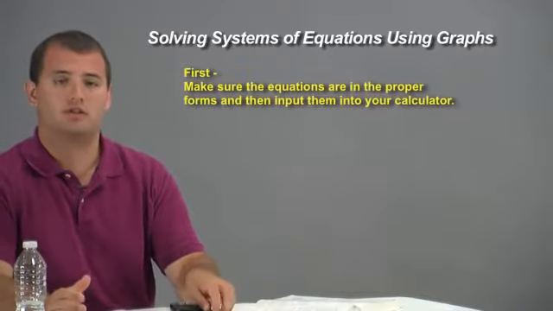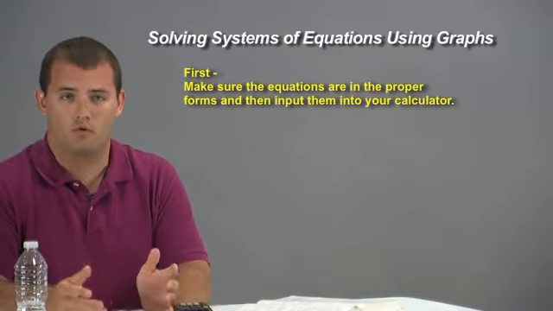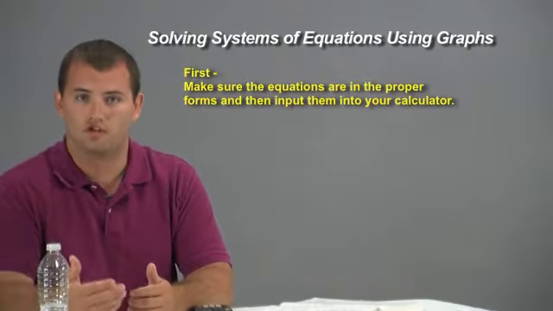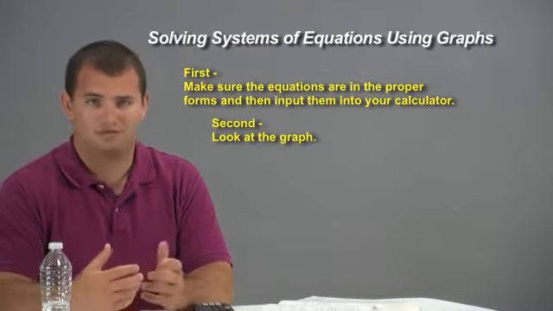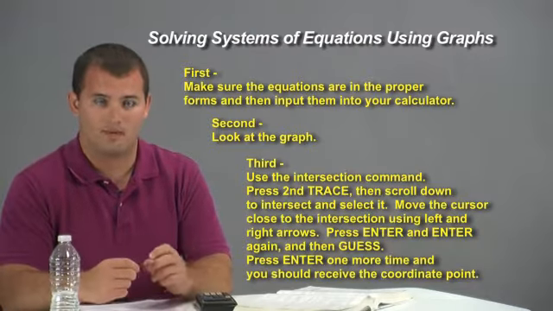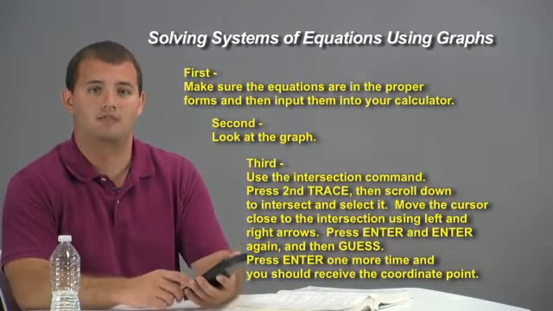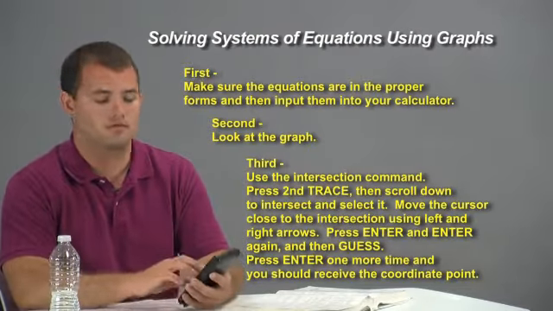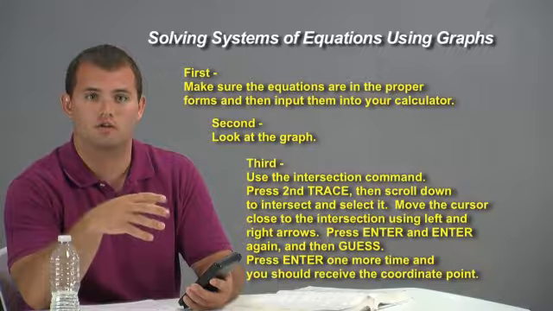Okay? Now, let's do a recap on how to solve these problems. The first thing we should do is make sure that the equations are in proper form, that it's y equals some function of x. Second, look at the graph. The third will be, we're going to use the trace command that we have, so we need to push second trace. We'll scroll down to intersect, push enter, and then we'll move our cursors around accordingly close to the intersections.